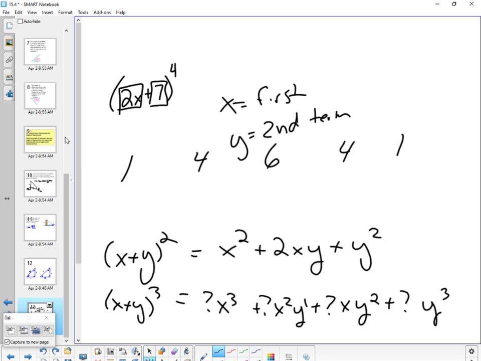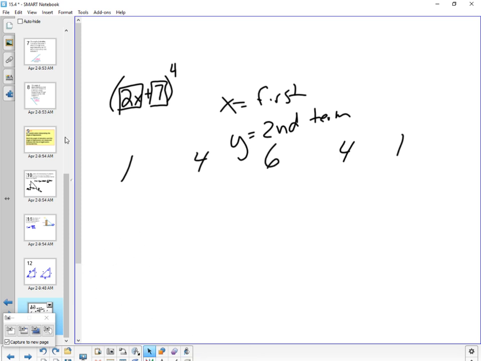So, here's what it should look like. I'm going to erase this. Are you guys cool with that? So, 1, x to the 4th, sorry, thank you. And that first item is 2x. So what's this going to become? 2 times 2 is 4, 4 times 2 is 8, 8 times 2 is 16. So 16x to the 4th times 1 is 16x to the 4th. There's our first term in our expansion.